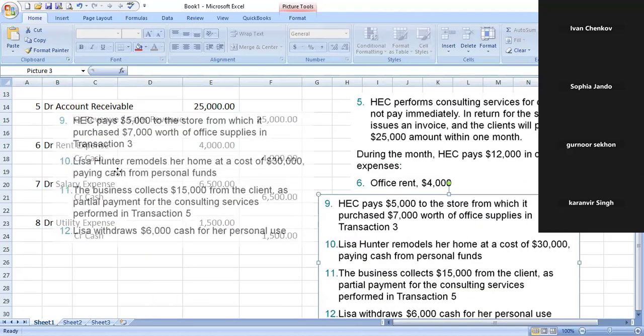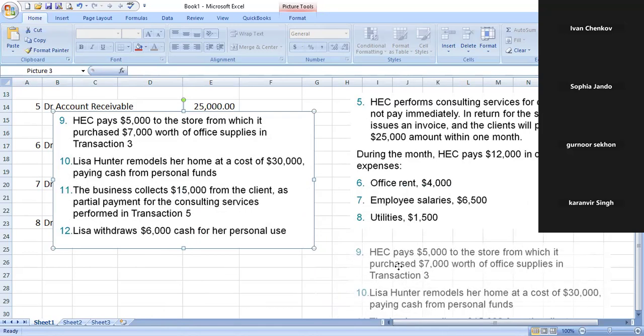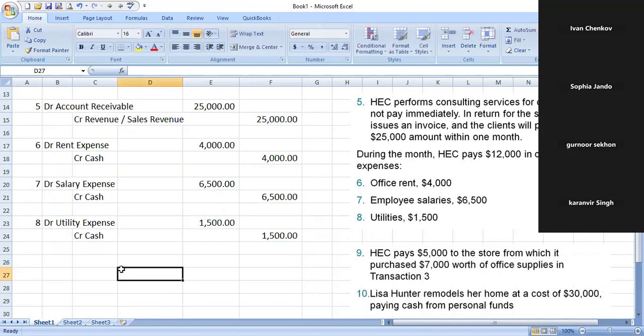Yes, audible. Yes. So, like we paid 12,000 cash in total. So, can we like debit all expenses and credit cash for just one time? Is it okay? Yes, that's a very good question. Everybody hear the question?